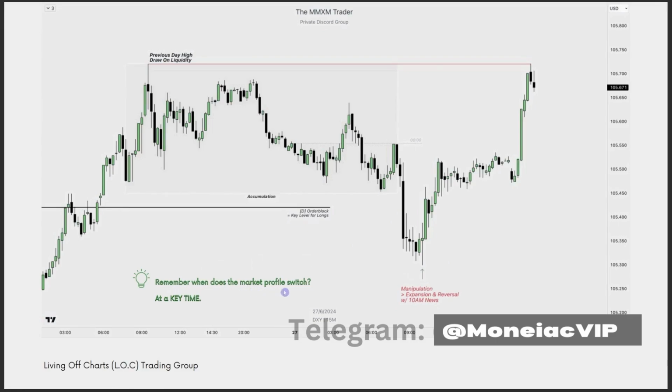And remember, when does the market profile switch? It is at a key time. So we had that New York session news rise. We had a 10 a.m. news. So you can anticipate that the 10 a.m. news will start the reversal into that key level, and then the draw on liquidity is higher.